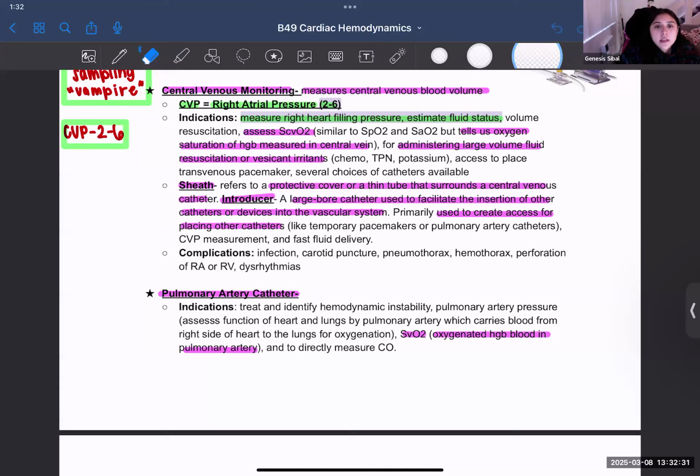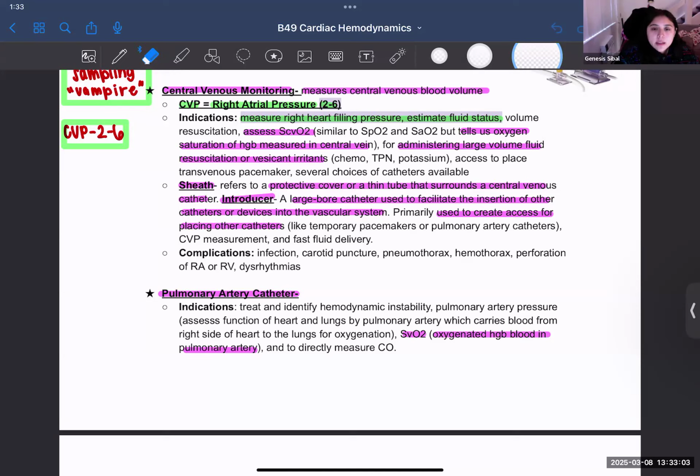What I would think about is your volume resuscitation, assessing your SCVO2. That's similar to SpO2 and SaO2, but this tells us how much oxygen saturation of hemoglobin is measured in a central vein. So it's the same exact thing, but now it's in a central vein, right? So when we're talking about right atrial pressure, I would think about how the heart is filling. And then again, you can administer large volume fluid resuscitation or vesicant irritants.